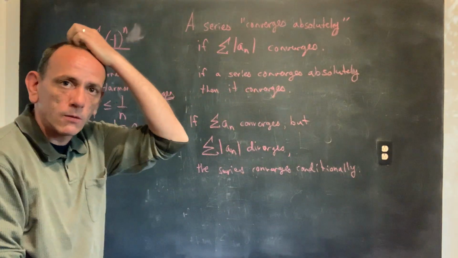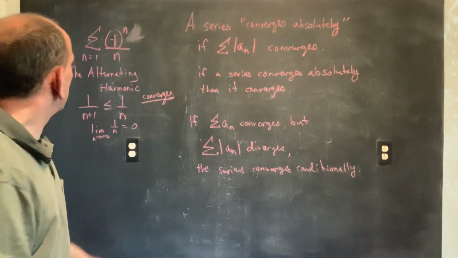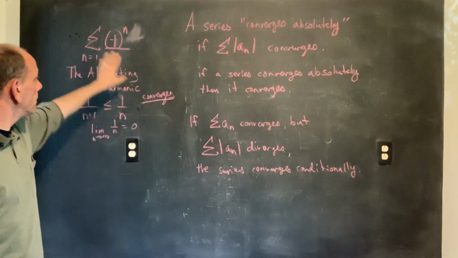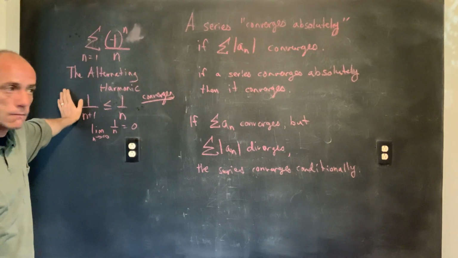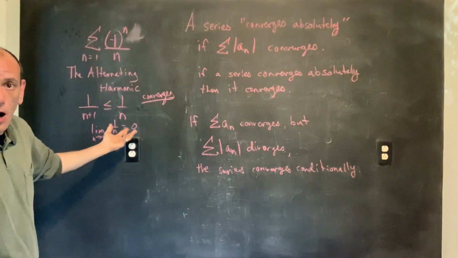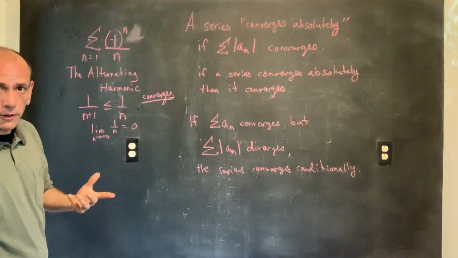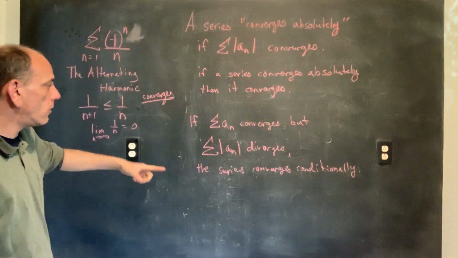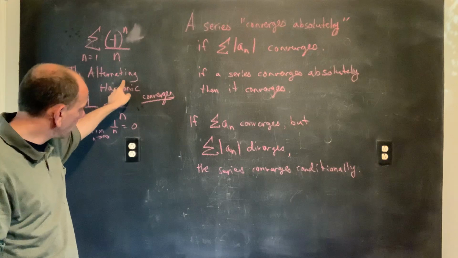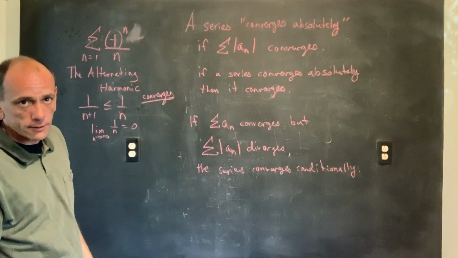A prime example is the alternating harmonic. The alternating harmonic series converges by the alternating series test. The absolute value, which is the regular harmonic series, diverges. We proved that earlier with the p-series. So in this case, the alternating harmonic converges conditionally. It converges, but its absolute value does not.